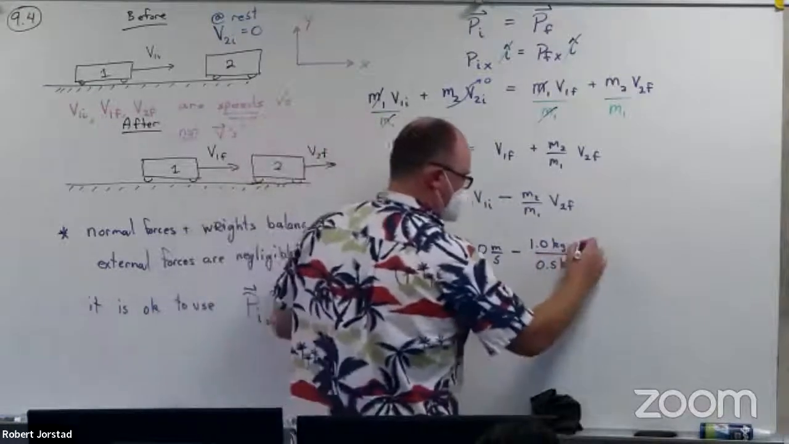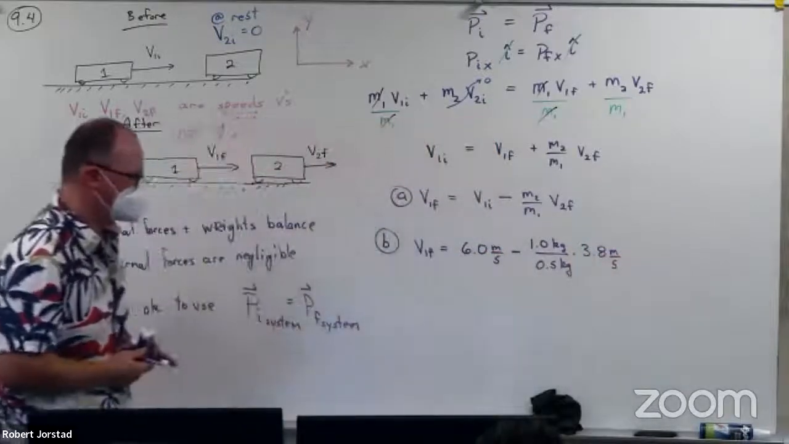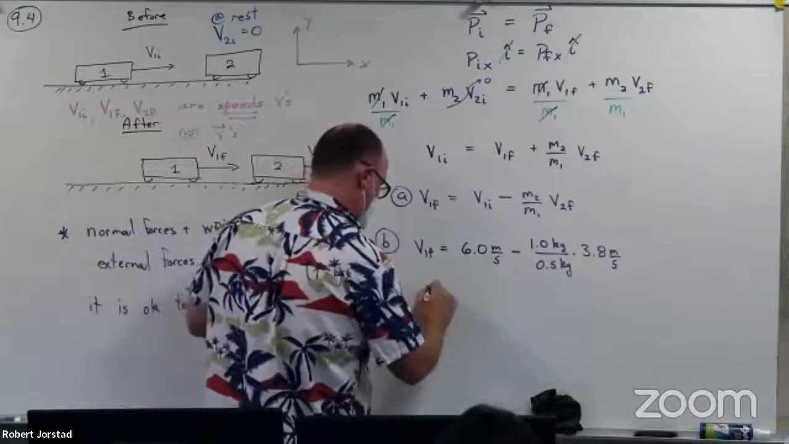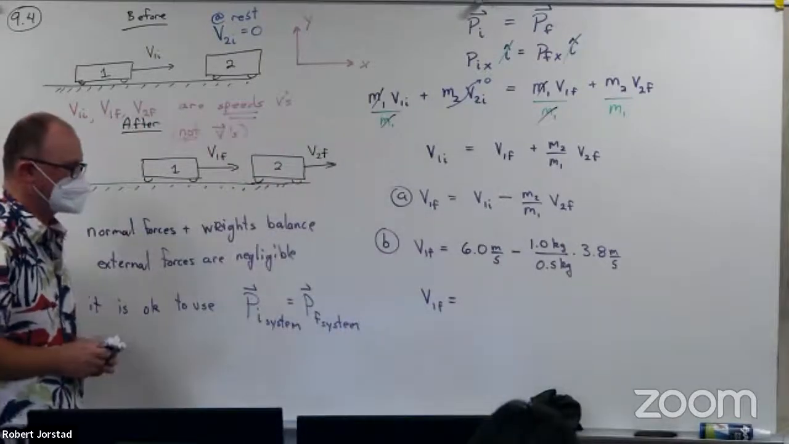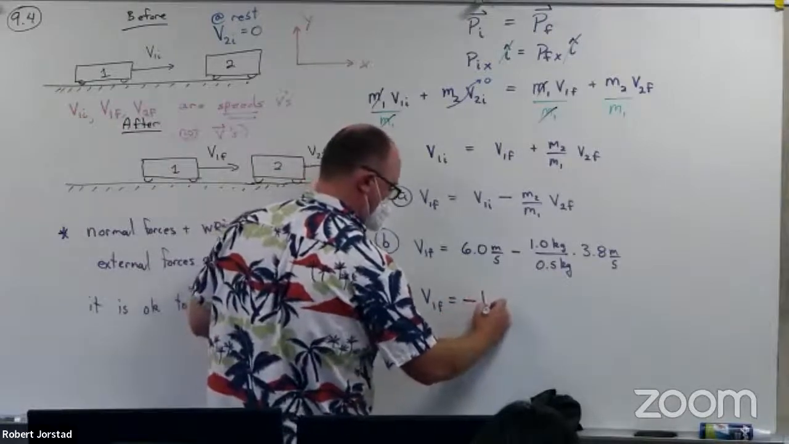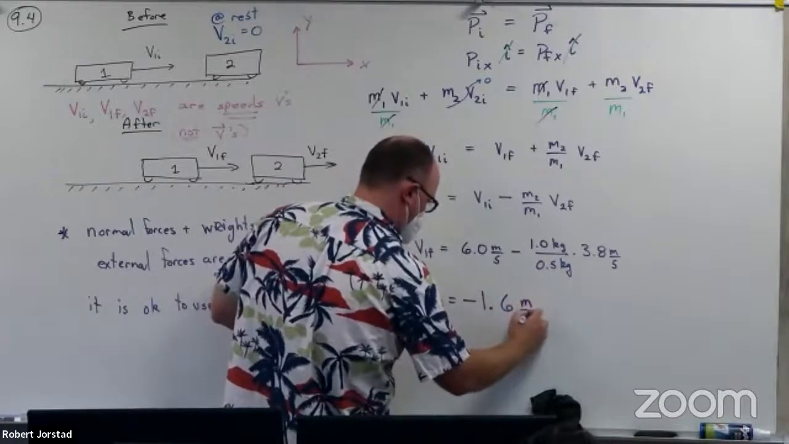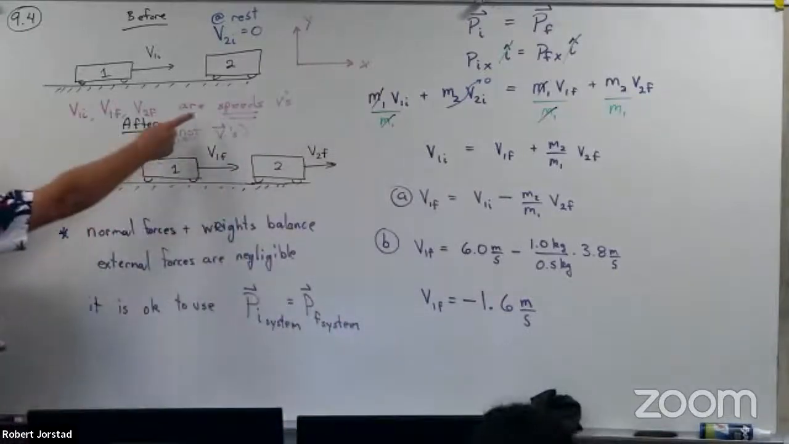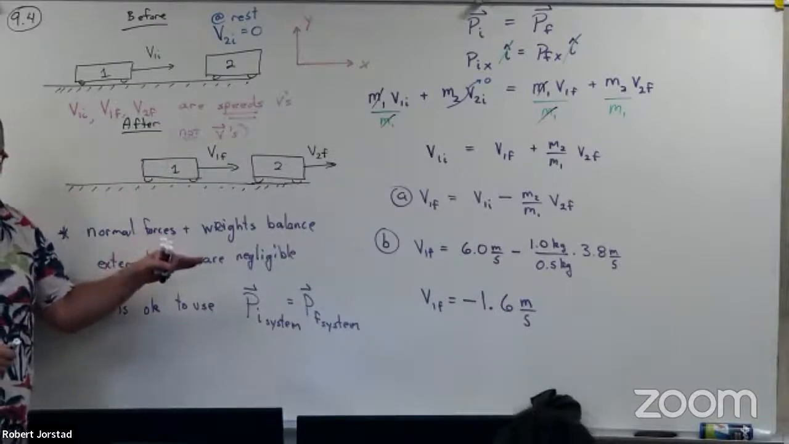What was it, 3.8? What are you going to get? Then negative 1.6. Yep. Are you worried? What is V1 final supposed to be again? A vacuum, sir. Forgot the I. Oh, so it's supposed to be a speed, but it's negative, right?